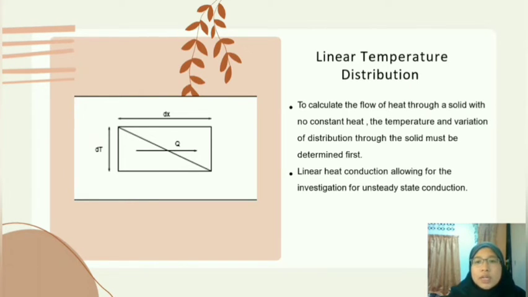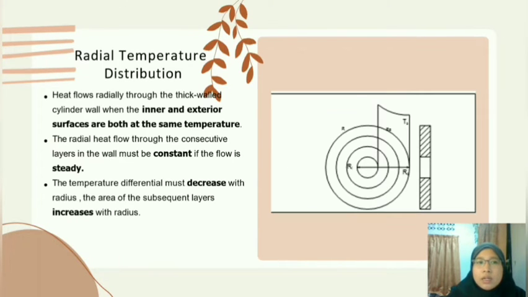To calculate the flow of heat through a solid with no constant heat, the temperature and variation of distribution through the solid must be determined first. Linear heat conduction allows for the investigation of unsteady state conduction. For the radial module, we have the radial temperature distribution figure like this. Heat flows radially through the thick wall cylinder when the inner and exterior surfaces are at different temperatures. The radial heat flow through the consecutive layers in the wall must be constant if the flow is steady. The temperature differential must decrease with radius, and the area of subsequent layers increases with radius.